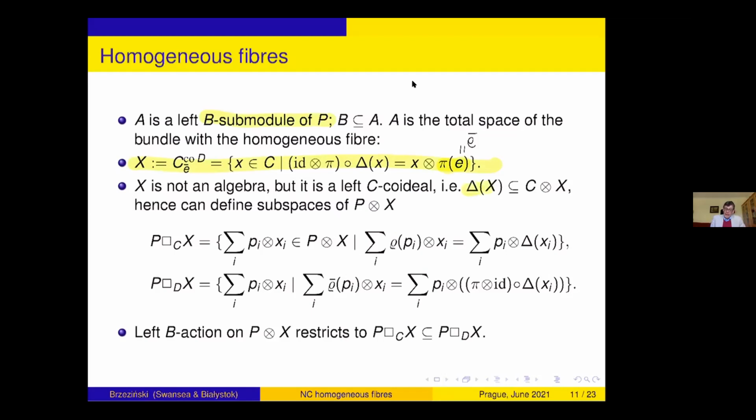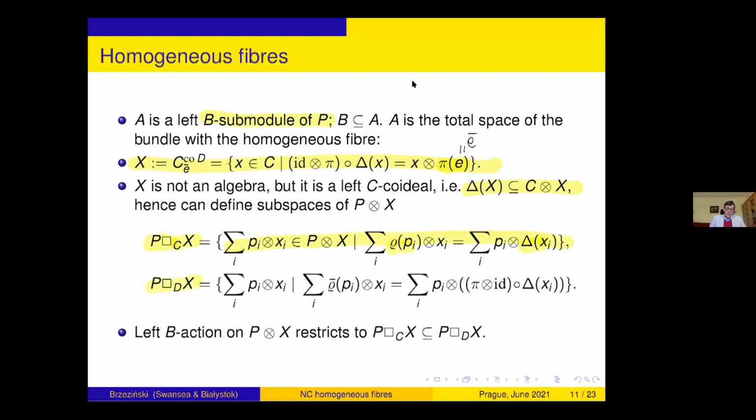So if I apply the co-multiplication of C on X, I will end up in C tensor X. So in other words, X is a left C comodule. And because we have this left C comodule property on X, I can consider the cotensor product. So P has a right C coaction, X has a right C coaction. So I can define this cotensor product, all elements which are equalized by the C coaction on P and the C coaction on X.